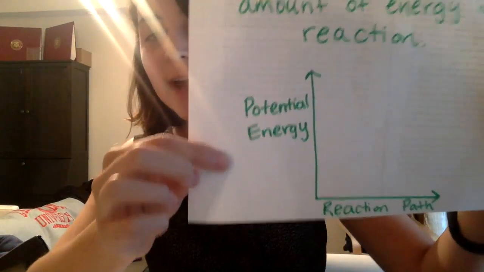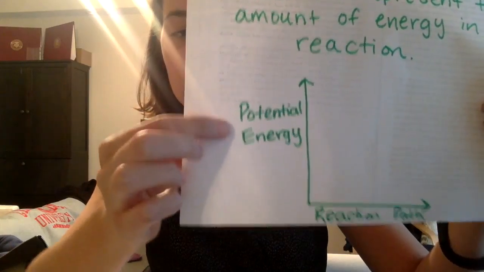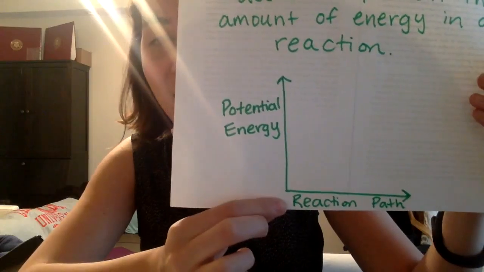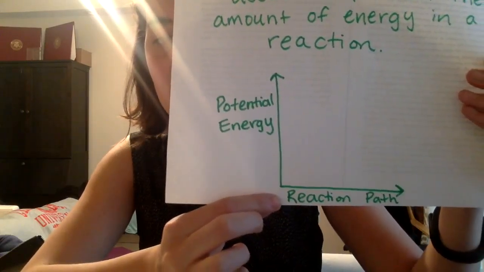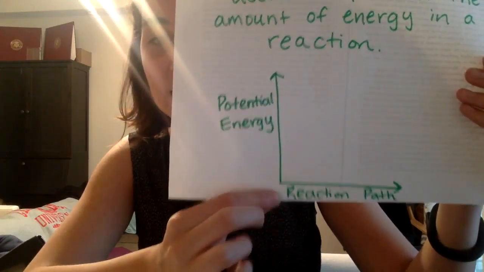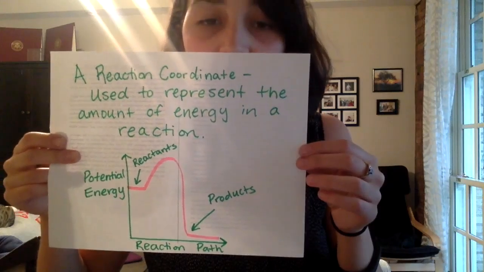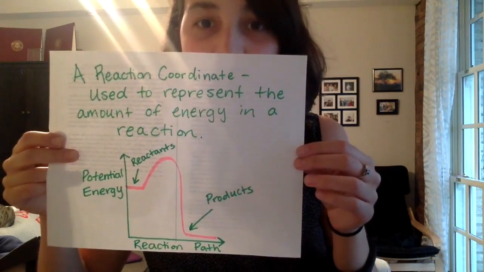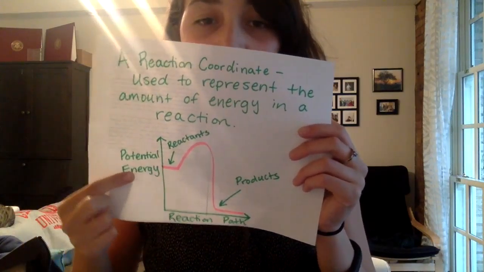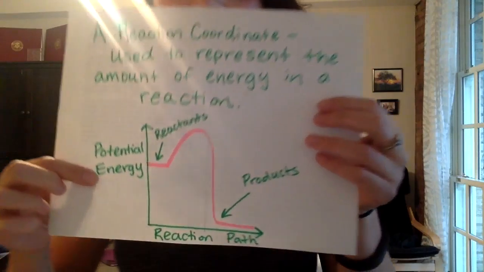Now, when we create a reaction coordinate graph, usually we're going to have potential energy on our y-axis, and our x-axis is going to be the path of the reaction. Basically, this just tells us where we start and where we end in our reaction. So now what I've done is I've actually drawn in one of these reaction paths that we could be talking about. So this is usually the shape that our reaction paths are going to take, at least for the reactions we're looking at in this class.